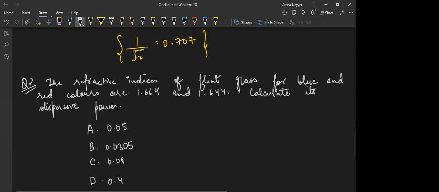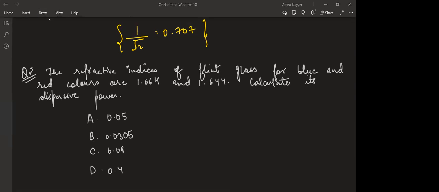Here you have to calculate the dispersive power. Find the dispersive power. The values are given for blue and red, calculate the dispersive power.